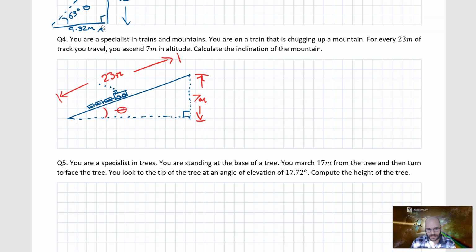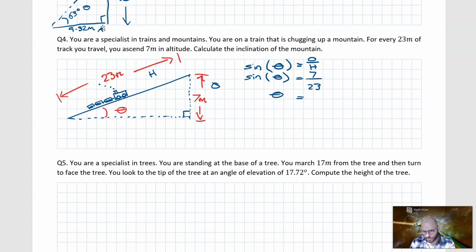So what we've got is a diagram we can use to analyze this problem. Using the angle theta, the side length of 7 meters is going to be the opposite, and the side that's 23 meters is going to be our hypotenuse. So sine theta equals the opposite over the hypotenuse. Plugging this in, sine theta is equal to 7 over 23.